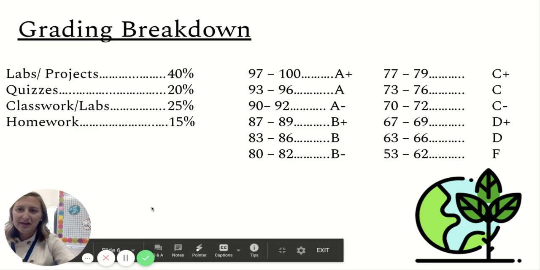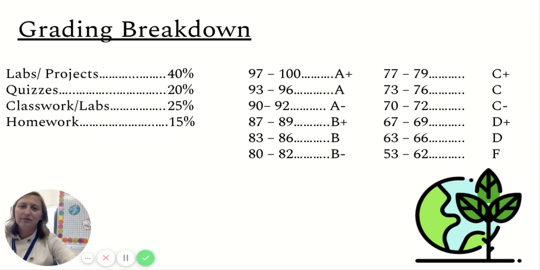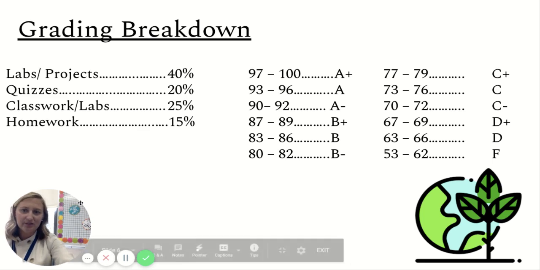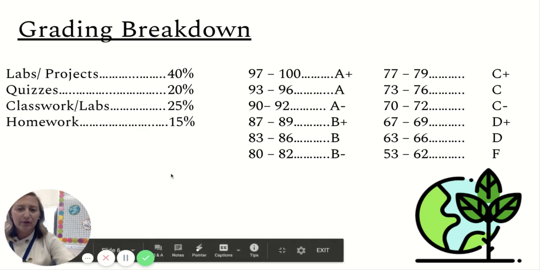All right, moving on. Our grading breakdown: labs and projects account for 40%, quizzes account for 20%, classwork and labs account for 25%, and homework accounts for 15%. And on the right side of the screen here, this is just the scoring rubric from Rutherford Schools.